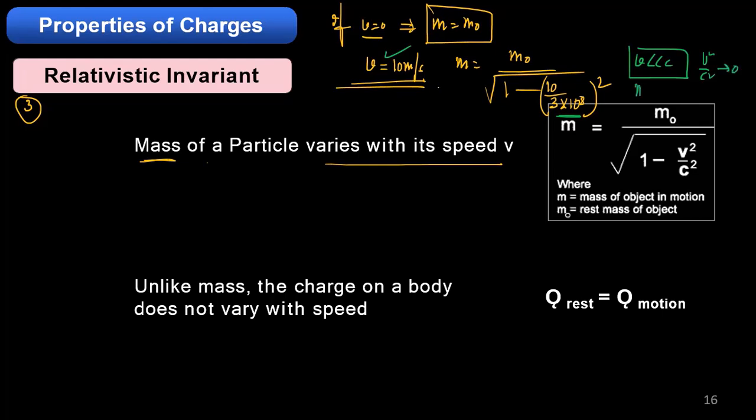That means m is approximately equal to m naught. Whenever the particle is moving with a very low speed, we can say the mass is not changing.